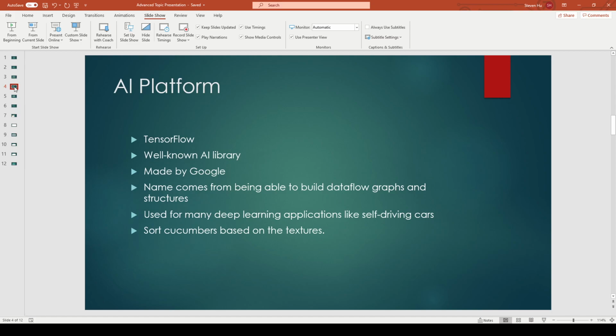The AI platform used is TensorFlow. It's a pretty well-known AI library made by Google. The name comes from being able to build data flow graphs and structures called tensors. It's used for many applications like self-driving cars, and also for more subtle things, like on one farm they use TensorFlow to sort cucumbers based on their textures.